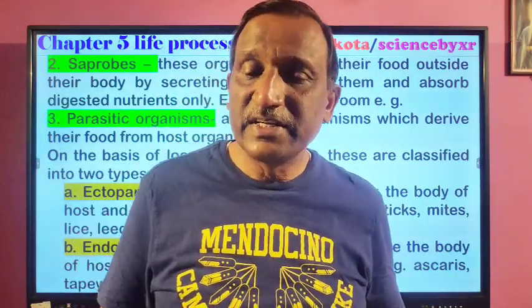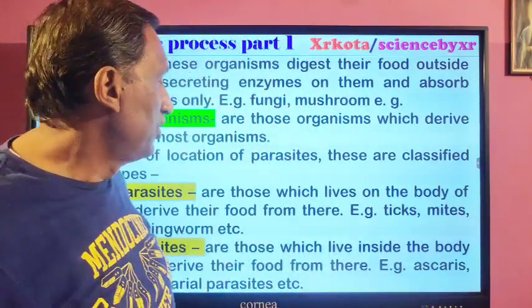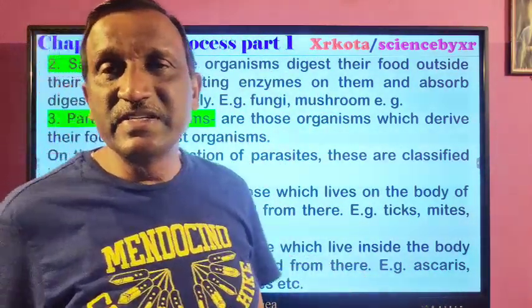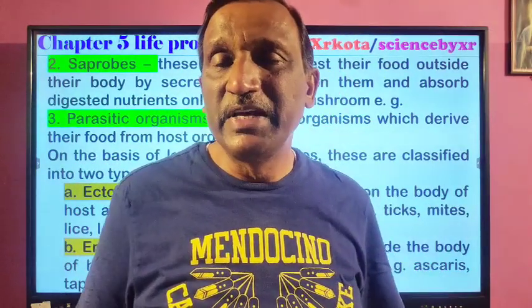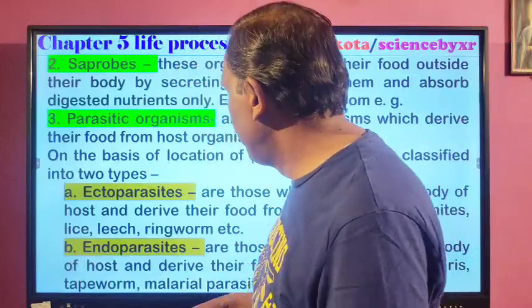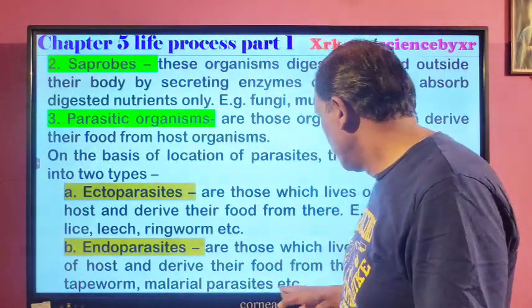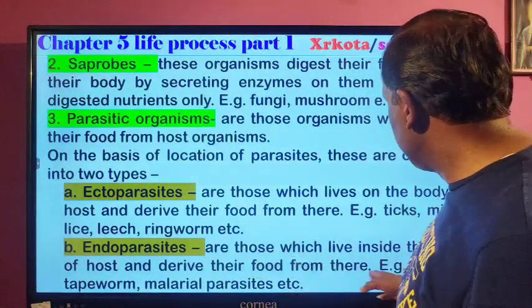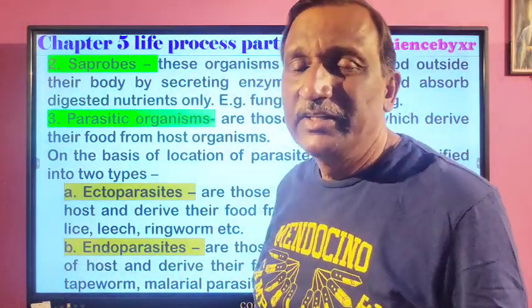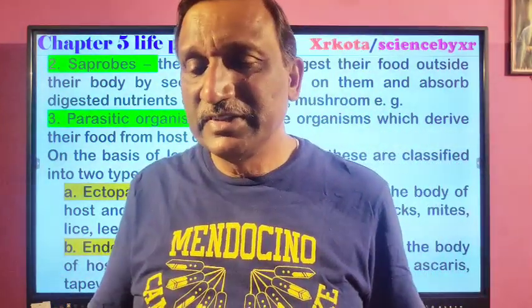And endoparasites are those which live inside the body. All these parasitic diseases which are caused in us, like malaria or typhoid or tetanus, etc., are caused by these parasites. Okay, so the parasites which live inside the body are ascaris, tapeworm, malaria parasites, etc. And the parasites which live on the body are ticks, mites, and so on.